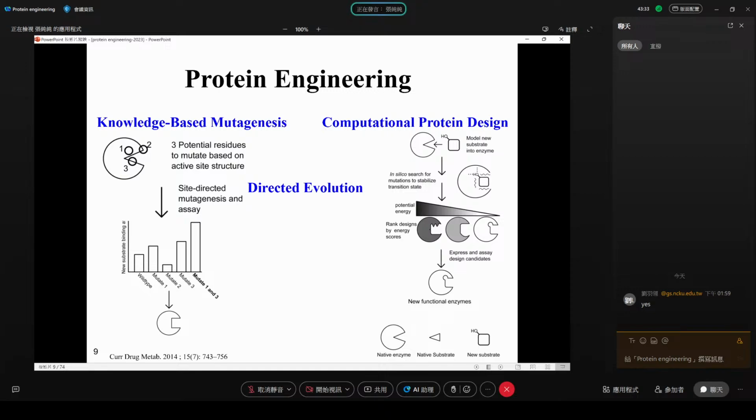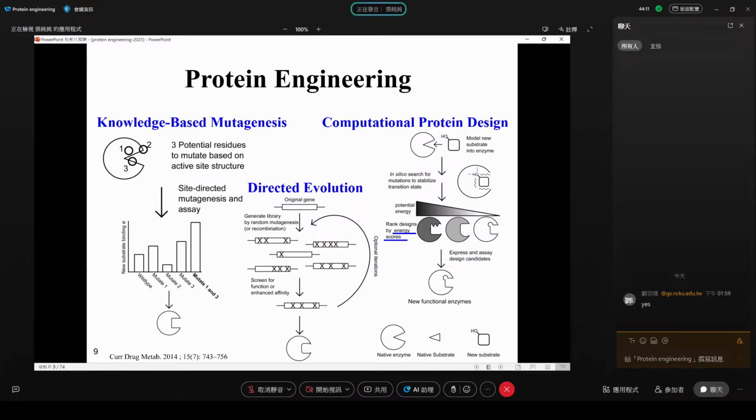So in computational protein design, we are still based on our own knowledge about protein structure, protein domains, and protein function. But we probably combine different proteins together to make a new protein and assay its function. That will be quite program specific, so you will do a lot of software and bioinformatics prediction, and later on you start to do the experiment.